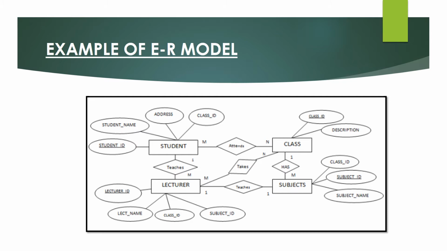And similar is the case with the class. Class is an entity, and class ID and description are the attributes that are defining the class. Now between the student and the class there is a relationship that is represented as a diamond box, that is attends. That means this relationship is showing the link between student and class. So we can refer to it as this student attends class. The relationship is representing the link between both of the entities, student and class.